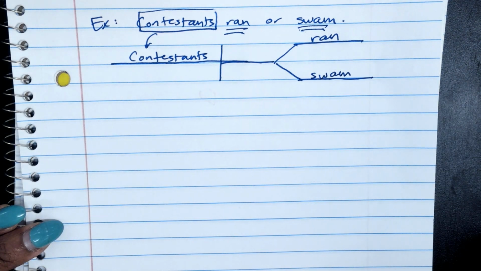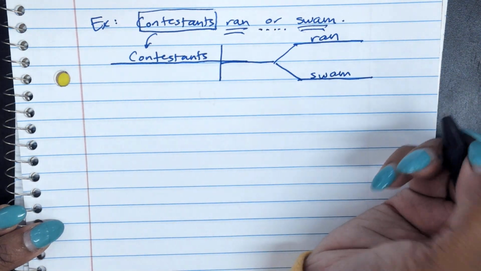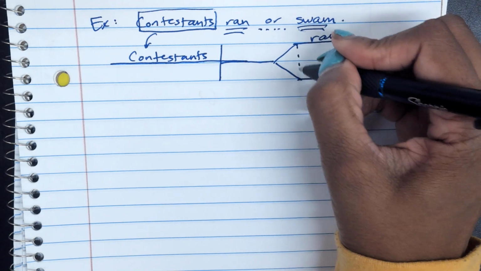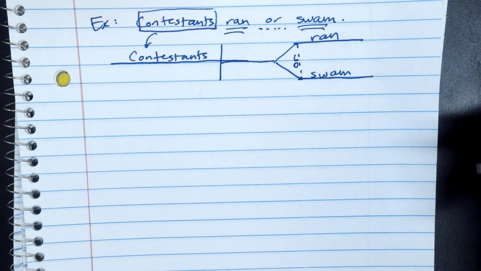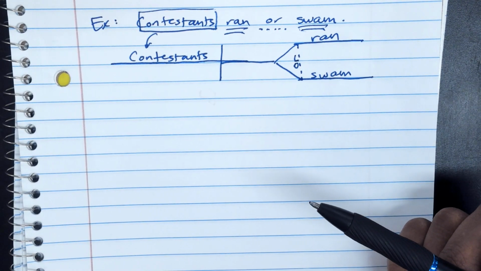But again, we're forgetting something. We also have the word or. Or is a conjunction. It's connecting ran to swam. Go ahead and draw your dotted line in between your horizontal lines and put the conjunction or. Great, that's what your diagram will look like.